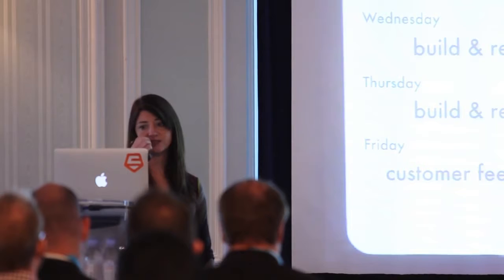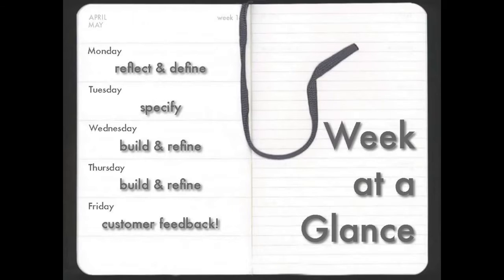So on a macro level, this is a week at a glance at Carbon 5. So Mondays, this is where we're planning out our week, and we're also reflecting on the previous week. So we run reflections, and I'll go into details on this.